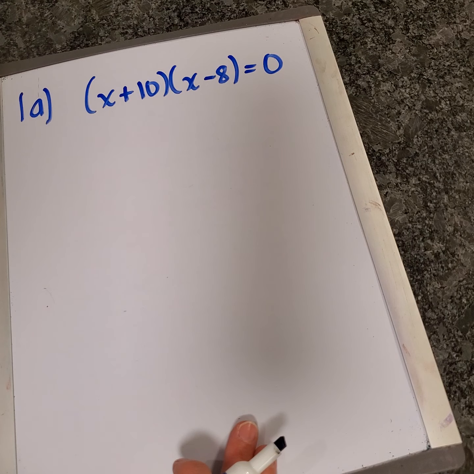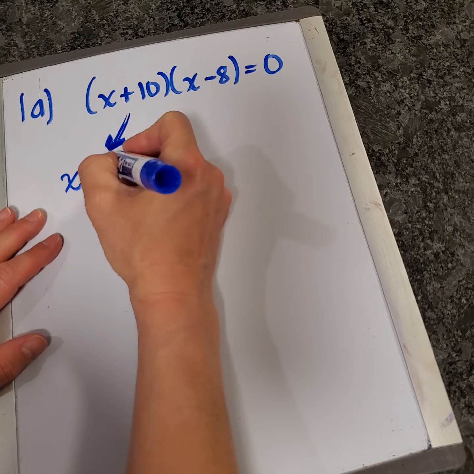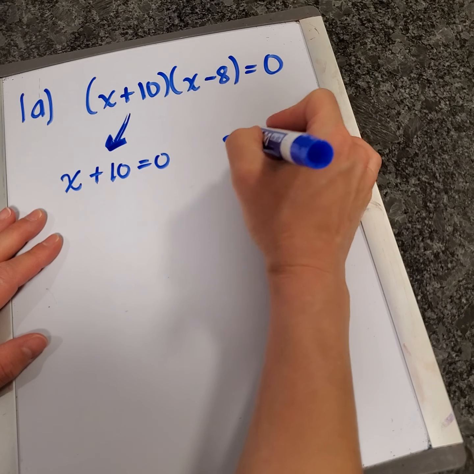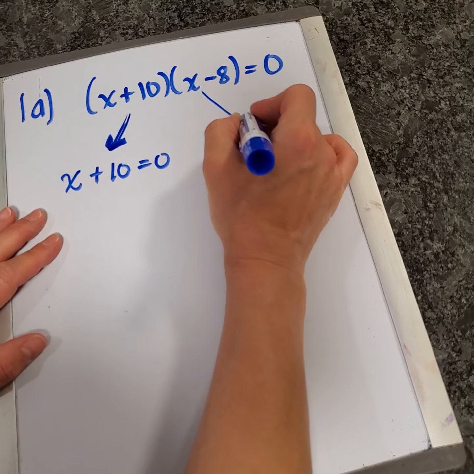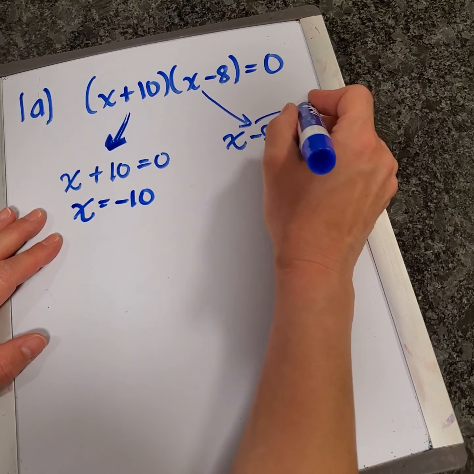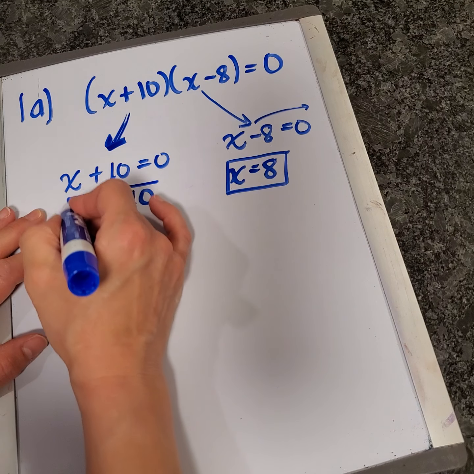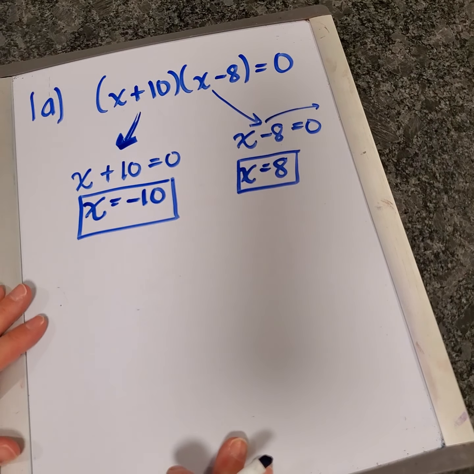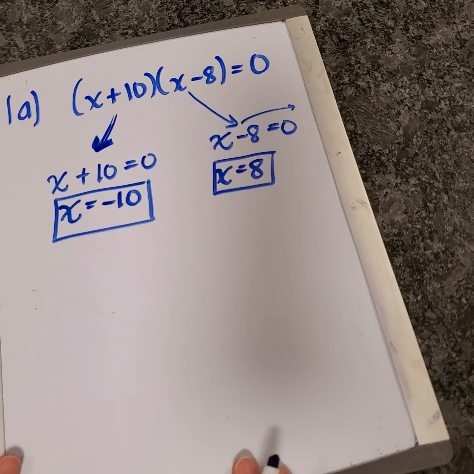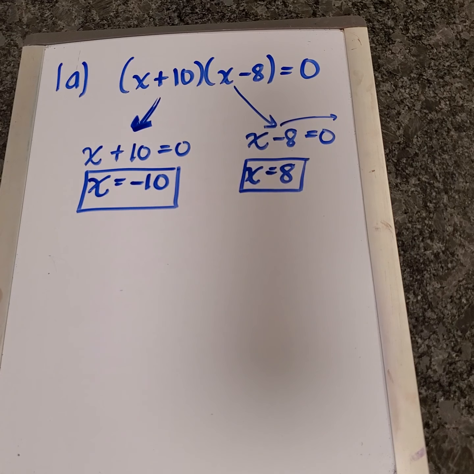So this one was given to us in factored form. If you are given a quadratic equation in factored form, all you have to do is set the factors equal to 0 and solve. So here x would be equal to -10, and here x would be equal to 8. Those are the solutions, those are the roots, those are the values of x that satisfy the equation, okay?